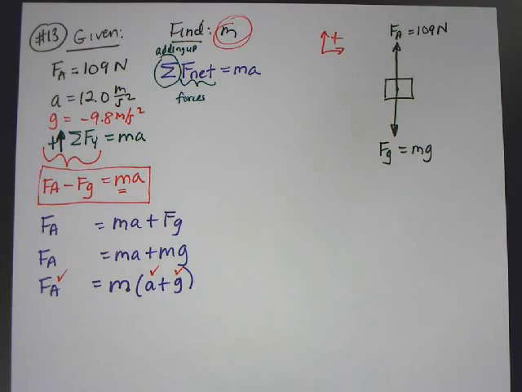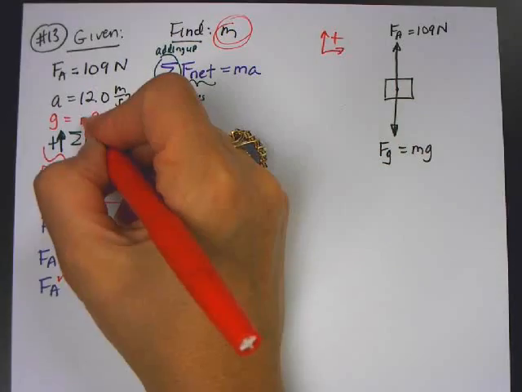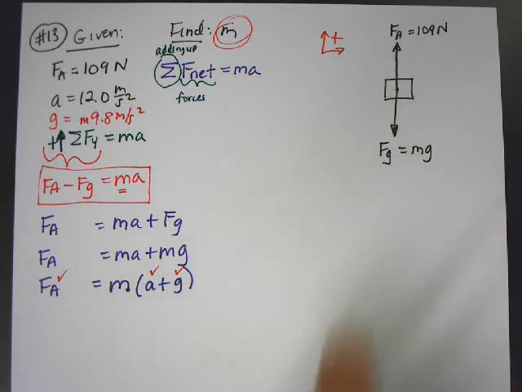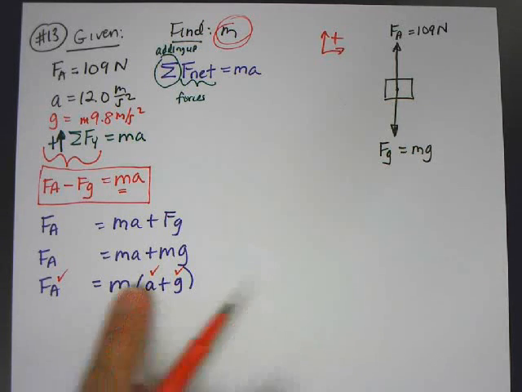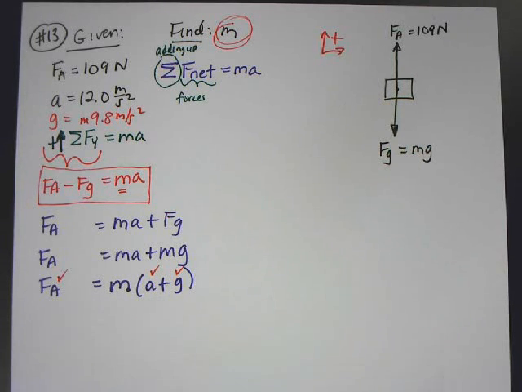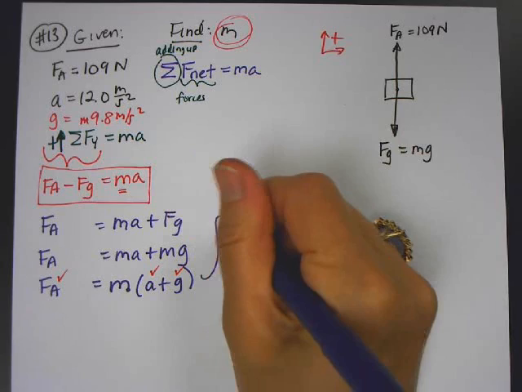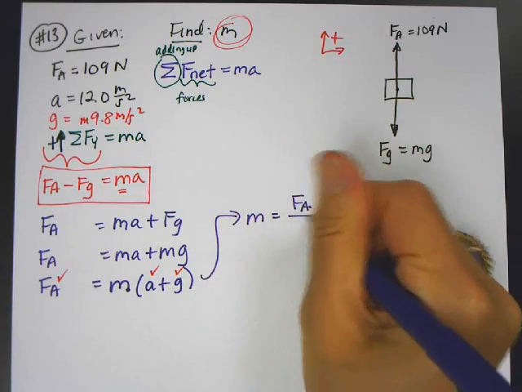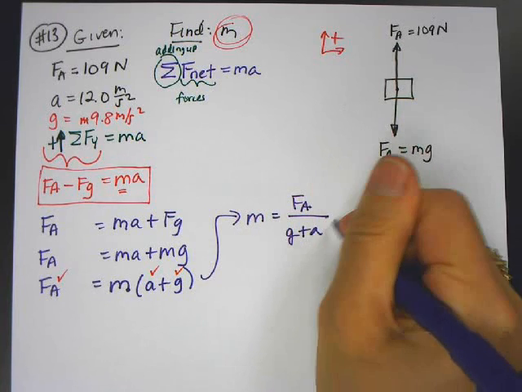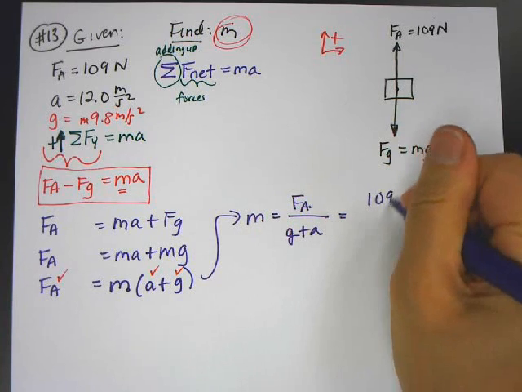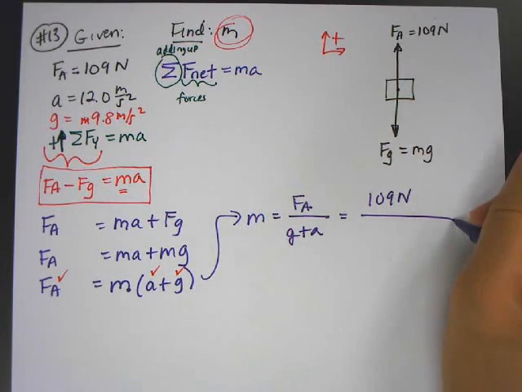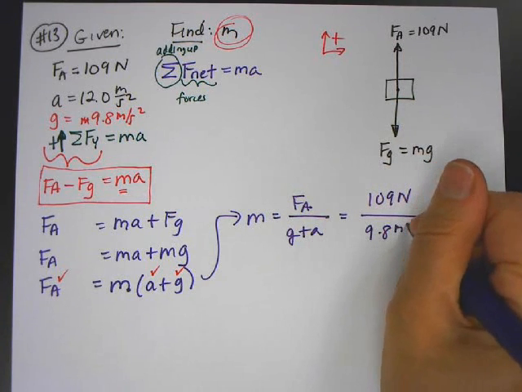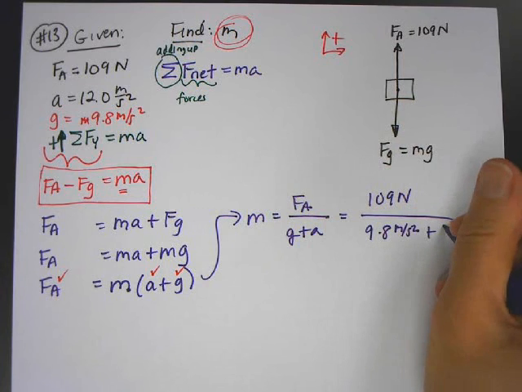Now, in this case, I don't actually have to put the negative sign in because when I drew my picture of this going down, that's where the negative came from. So now I'm going to rearrange this algebraically, and I'm going to solve for M. So M is equal to FA divided by G plus A. So that's equal to 109 newtons over 9.8 meters per second squared plus 12 meters per second squared.